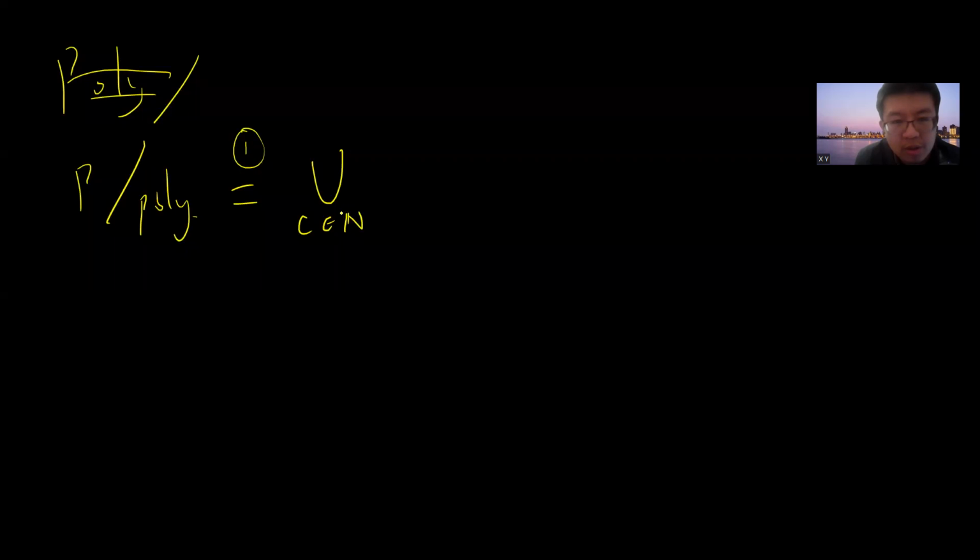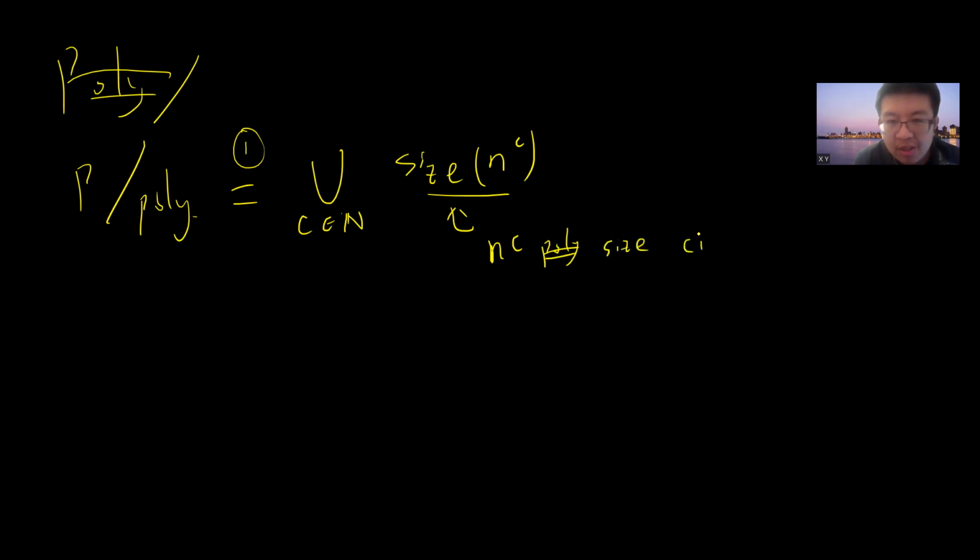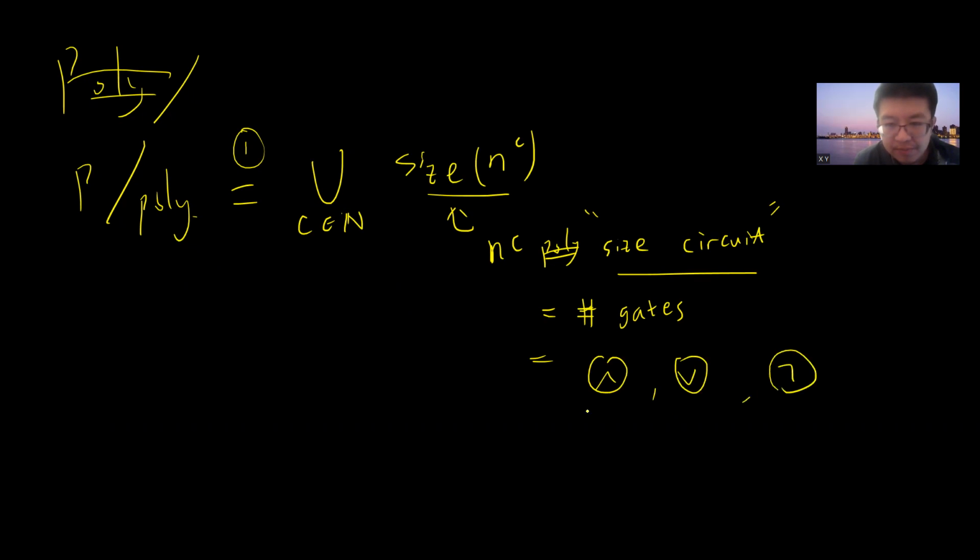One is that you take all the integers c and then take all the circuits of size n to the c, so polynomial size circuits. The size of a circuit is just the number of gates, and all the gates that we are able to use should be AND, OR, or NOT gates. This is one kind of definition.